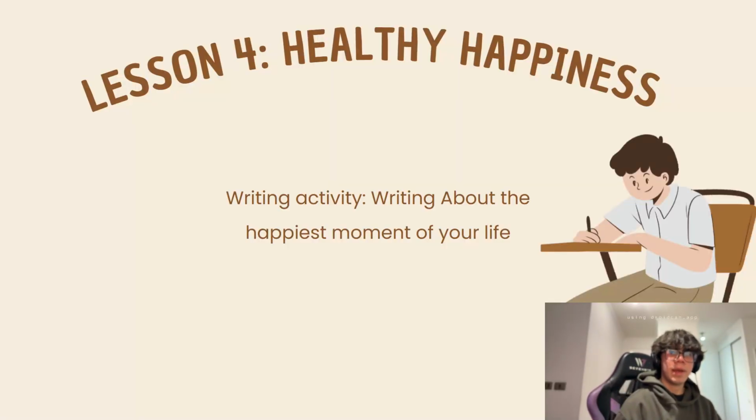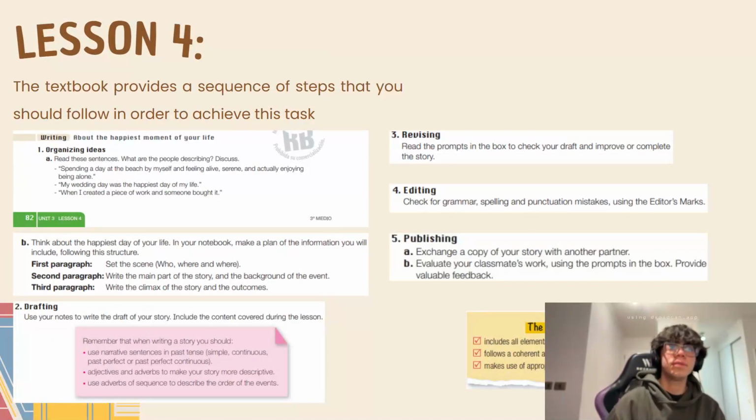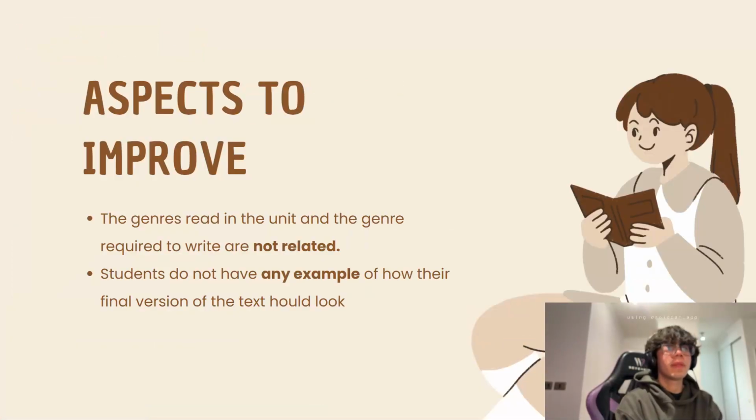Regarding lesson 4, healthy happiness, we encountered the following activity: writing about the happiest moment of your life. And the textbook provides a sequence of steps that you should follow in order to achieve this task. We have first, organizing our ideas, which is divided into 2 parts, A and B. 2, drafting. 3, revising. 4, editing. And 5, publishing. And we can check our text with the box that is there below.